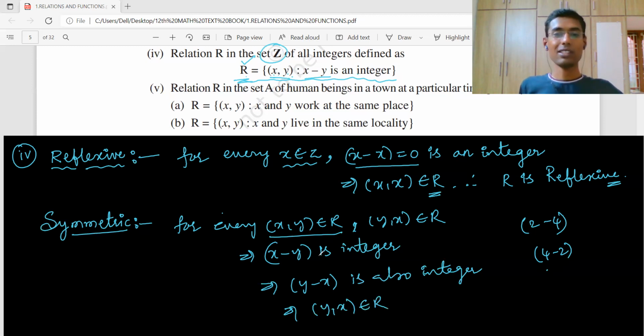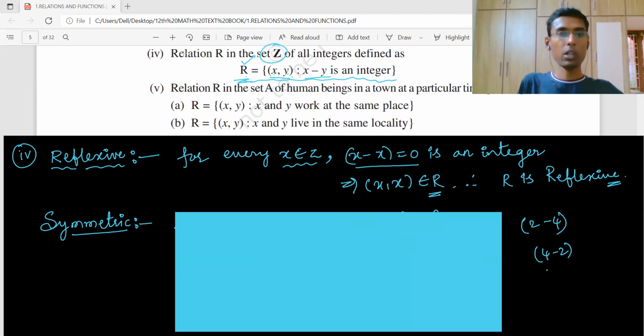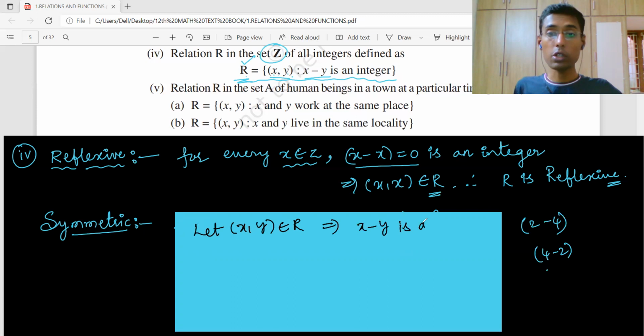We have to start like this. How do you start? Let x comma y belongs to R. Why? Because when x comma y is there in the relation, only then do you need y comma x. So let's assume x comma y belongs to R. That implies x minus y is an integer. Yes or no?